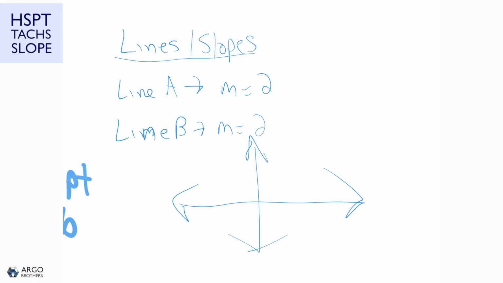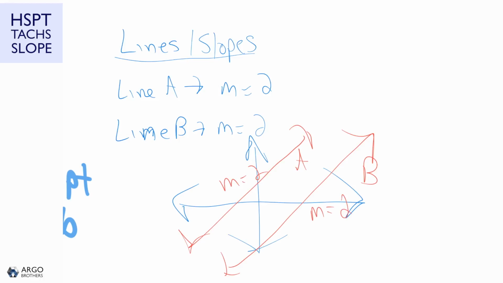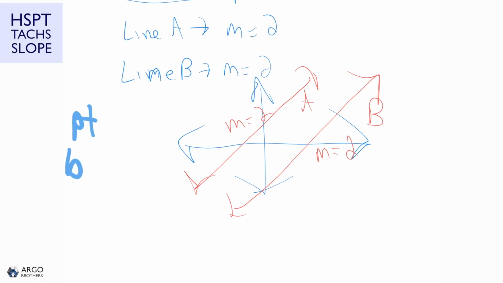So I could draw line A like this. All right, that looks a bit squiggly. So I draw line A like this and label that A, and then I can draw a line B like this. You see, they have the same steepness, the same slope, which is m equals 2, but they're different lines. Why are they different lines? Because they have different y-intercepts. This y-intercept for A is here, this y-intercept is here. So same slope, different y-intercepts.